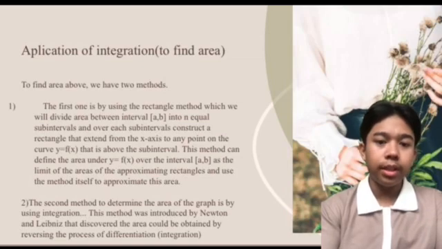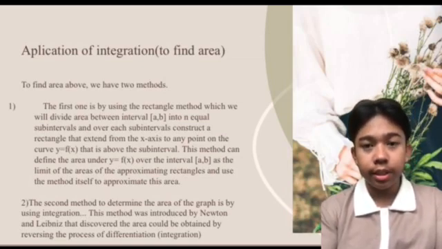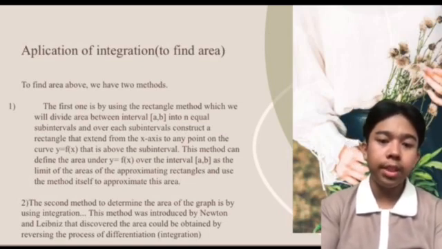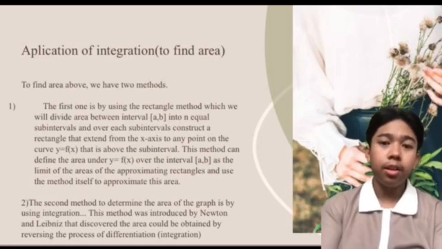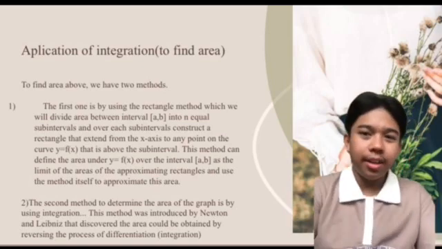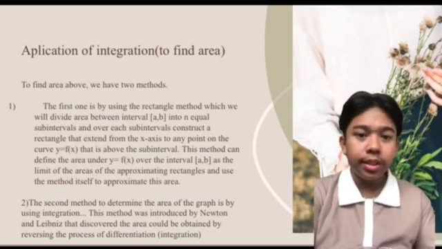And the second method to determine the area of the graph is by using integration. This method was introduced by Newton and Leibniz, who discovered the area could be obtained by reversing the process of differentiation, which is integration. Alright, we will move on to the questions.